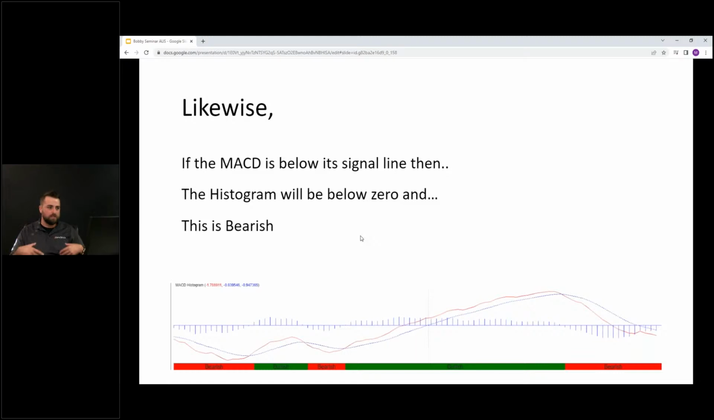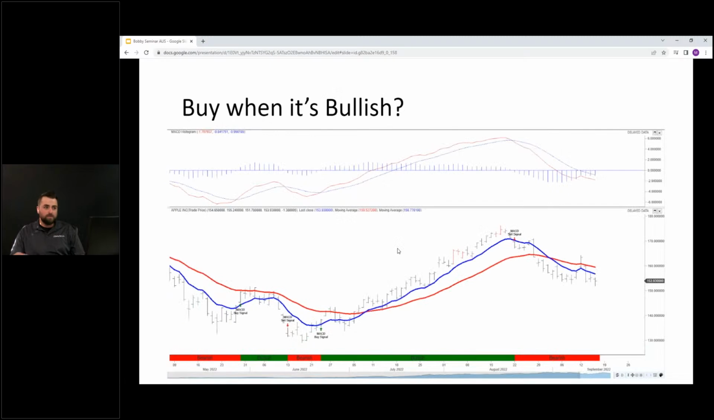Now, likewise, this is in the reverse as well. If the MACD is below its signal line, the histogram will be 0 or below 0, and this is bearish. So when you see that it moves downward here into the negative, that's going to be a bearish signal, which is also represented by the cross down. So several different ways where you can see and identify that.